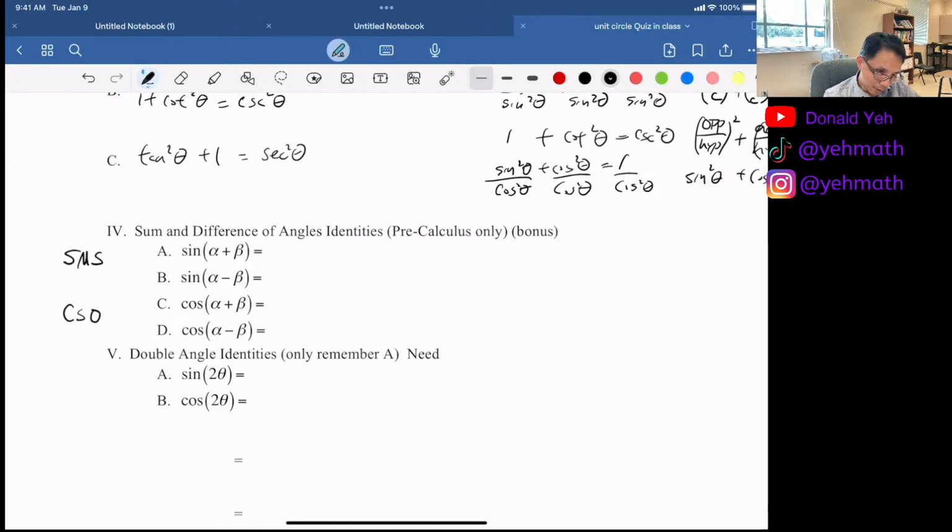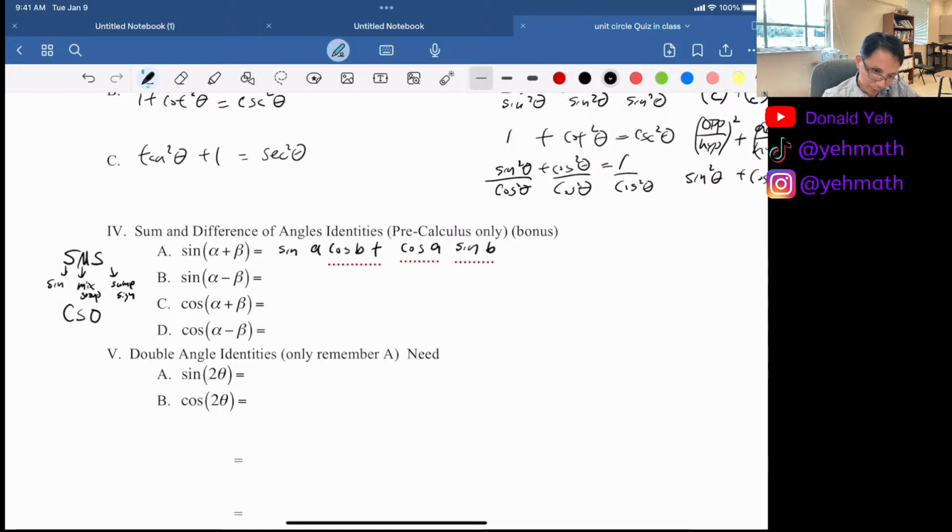SMS: S stands for sine, M stands for mixed group, and the last S is the same sign. Do you guys remember this? So the mixed group will be sine, cosine, cosine, sine. And this is going to be the same sign, and this is just going to be A, B, A, B. And there you go. That's your SMS.